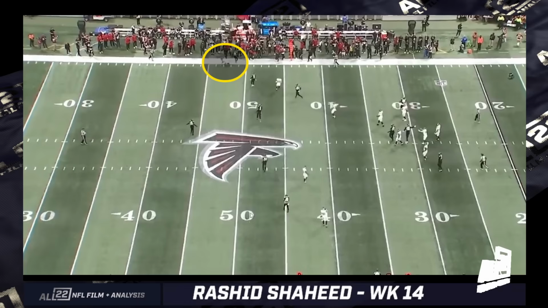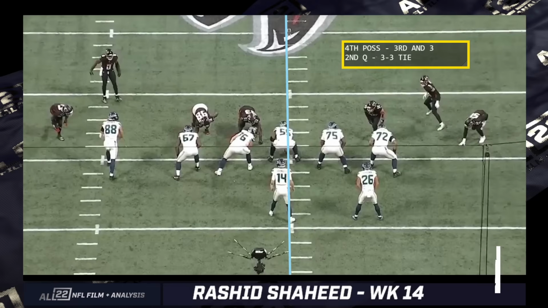And another thing to talk about, out of all the targets for Shaheed, and some of them were on third downs, I didn't see any negative reaction from JSN at all from a body language standpoint.